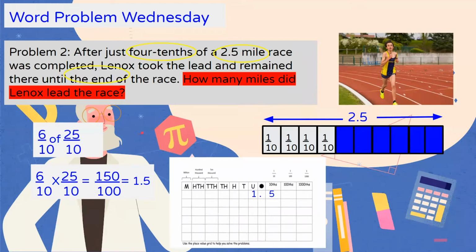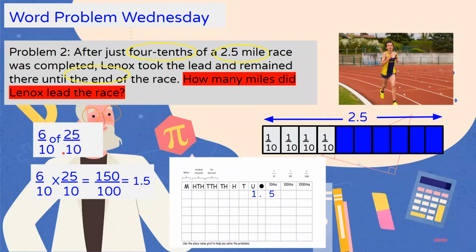Now, how are we looking at this? The question again, remember, how many miles did Lenox lead the race? So that was after the 4 tenths. So we want to count these units again. 1, 2, 3, 4, 5, 6. Those are the parts. 6 tenths of the race is the fraction that Lenox led. So he led 6 tenths of 25 tenths, right? Because 2.5 miles is the same as 25 tenths.